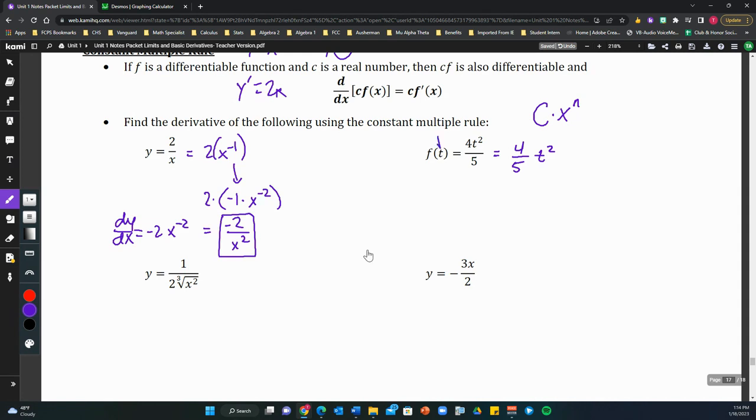Okay, now notice the input variable here is different, but that doesn't change any of these rules. We can use any variables that we want for input and output, and we'll still be following the same rules. So if I go to do my power rule, f prime of t would be 4/5 times 2 t to the new power, which would be 1. So then when we simplify it, our derivative function would be 8/5 times t.